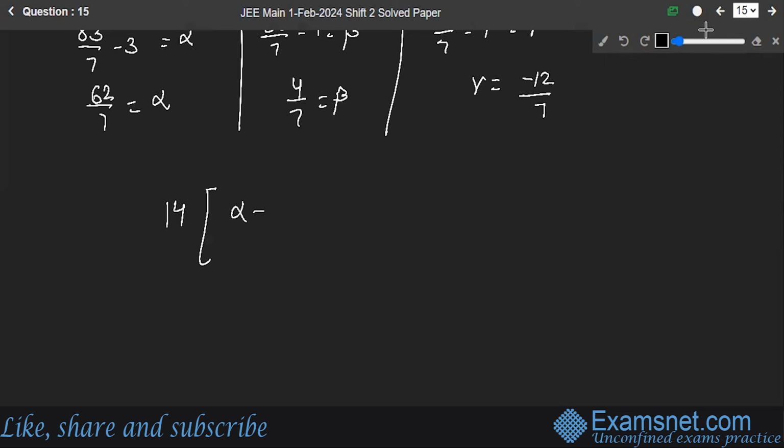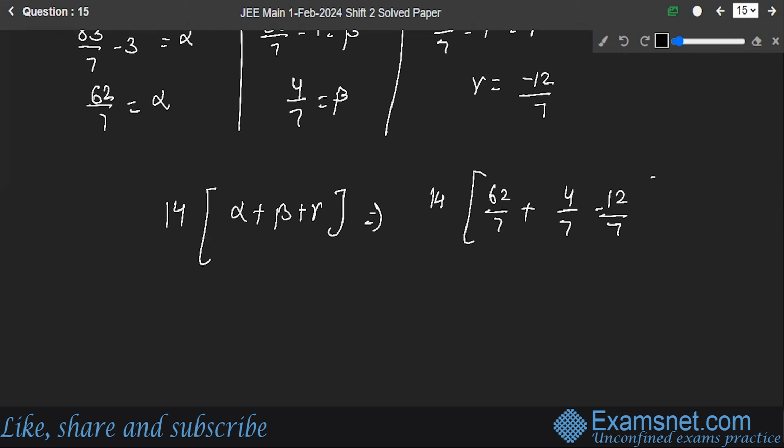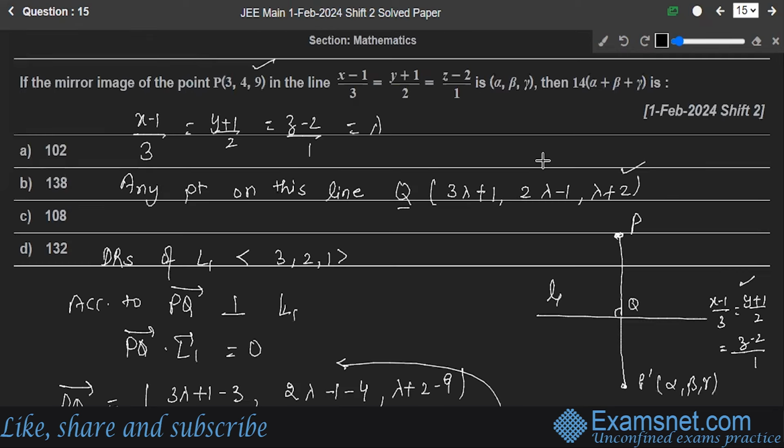You have to find out 14 times alpha, beta, and gamma. So this will be 14 times 62 by 7, 4 by 7, 12 by 7. On solving this whole thing, you will get 108 as your answer. So 108, this is the option C. Hope you're clear with this. Let's move to the next question.